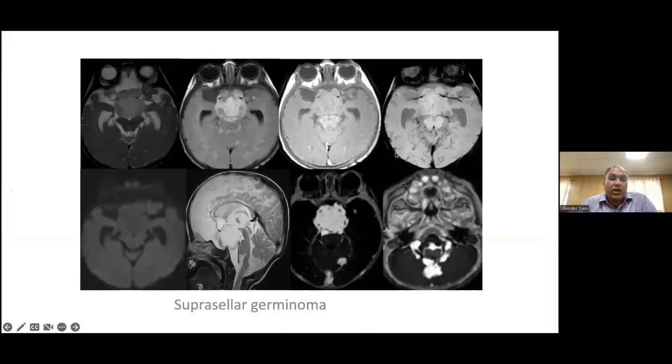So in supratentorial, suprasellar lesions, as I've told you, there can be pilocytic astrocytomas. Another entity which we must be aware of is a suprasellar germinoma. These are present in relation to the suprasellar cistern space, usually seen in young patients. They can show a CSF spread.